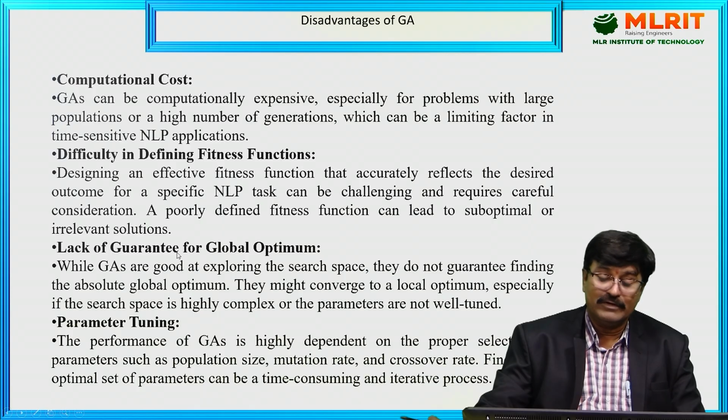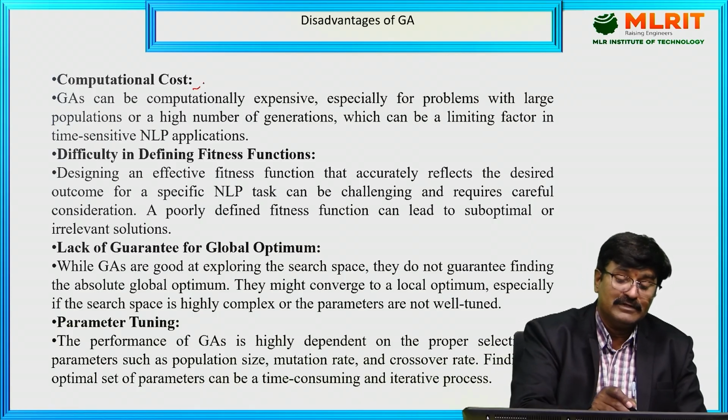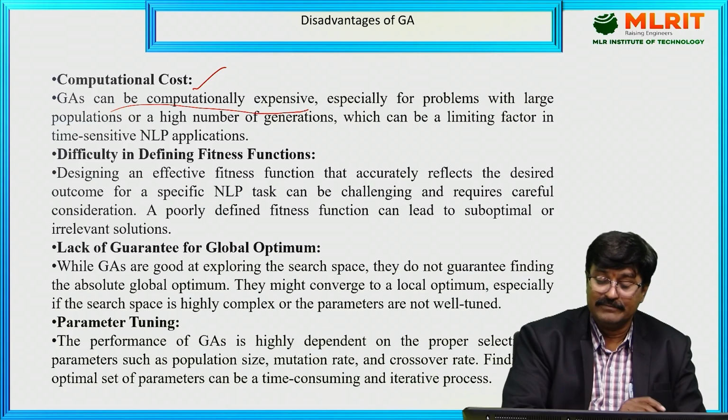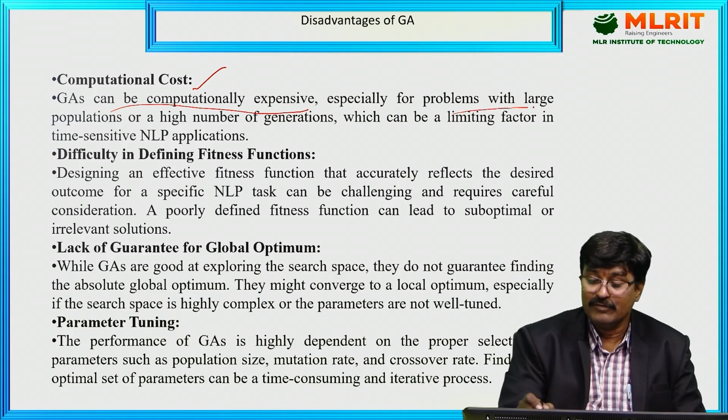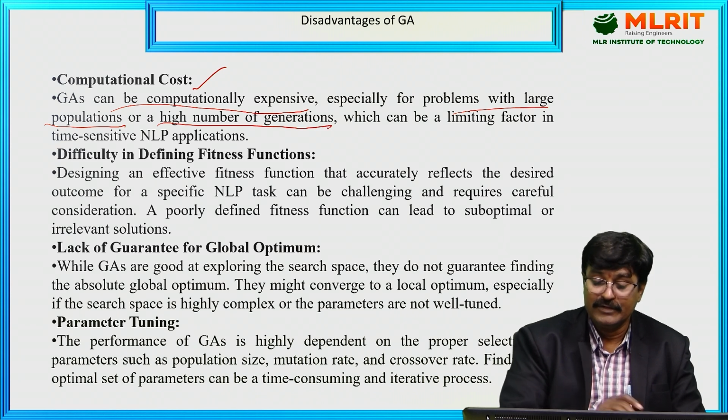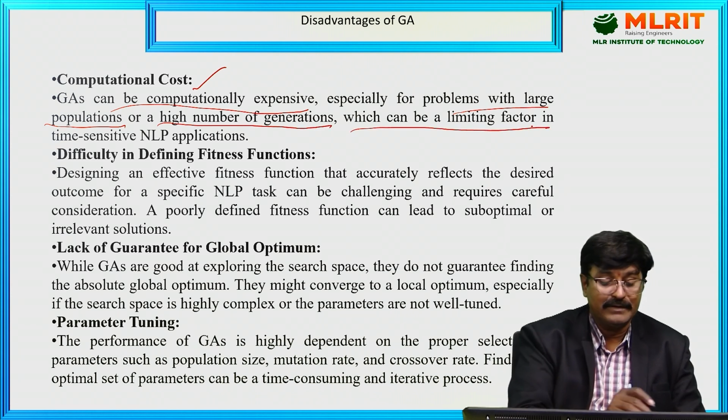So what are the other drawbacks? Computational cost is expensive for this genetic algorithm. That is the drawback for problems with a large population or high number of generations, which can be a limiting factor in time-sensitive applications. Then, difficulty in defining fitness functions.